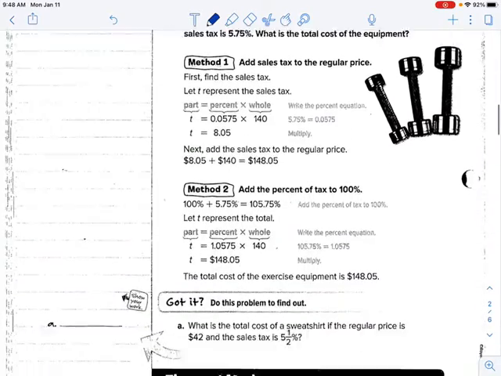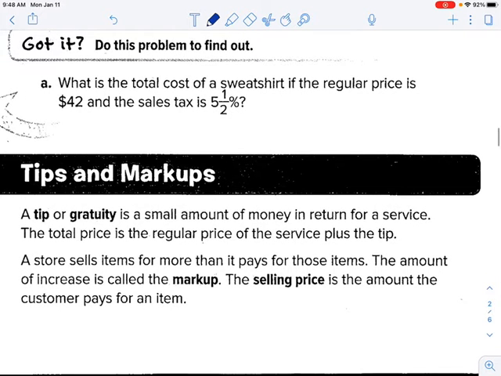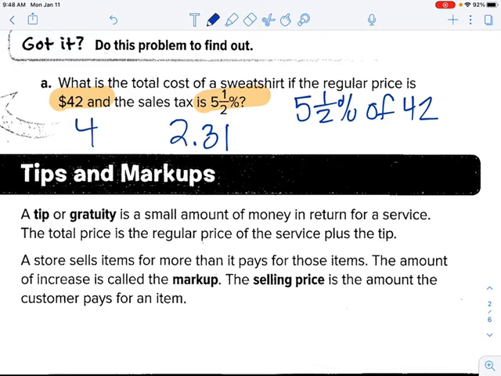All right, let's go to the next page, and let's go to letter A. You have a sweatshirt. Regular price is $42, and the sales tax is 5.5%. So you are finding 5.5% of $42. You can use your equation, or you can use your proportion. You should get $2.31. And if you add that to the price of the shirt, you're going to get $44.31 as your total.